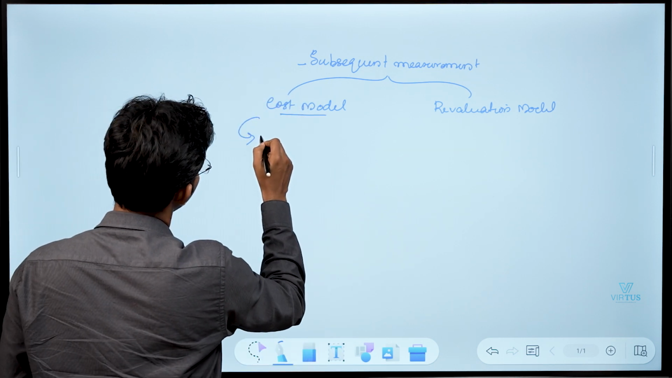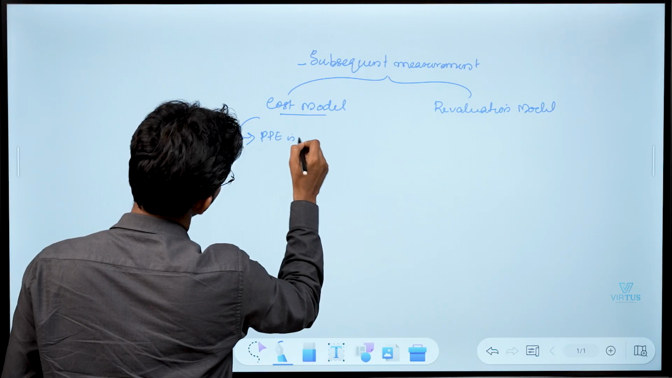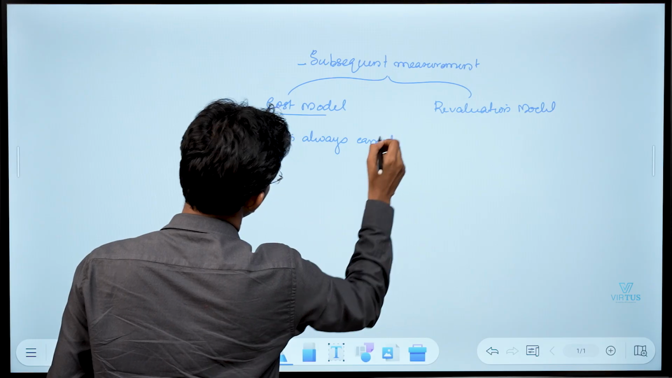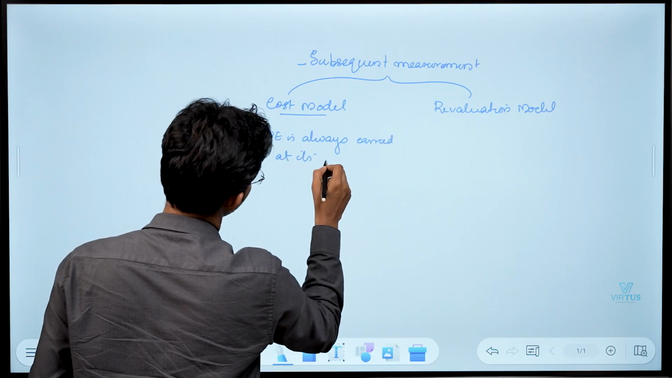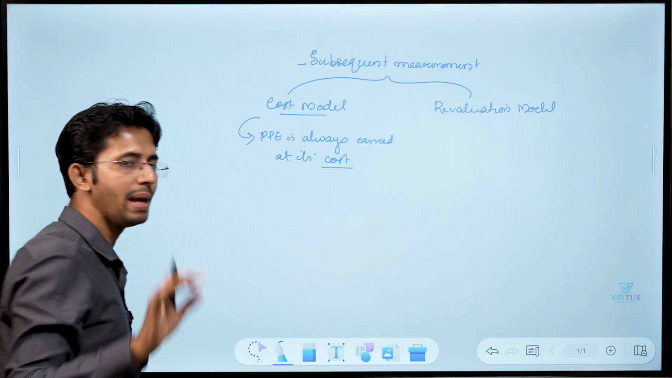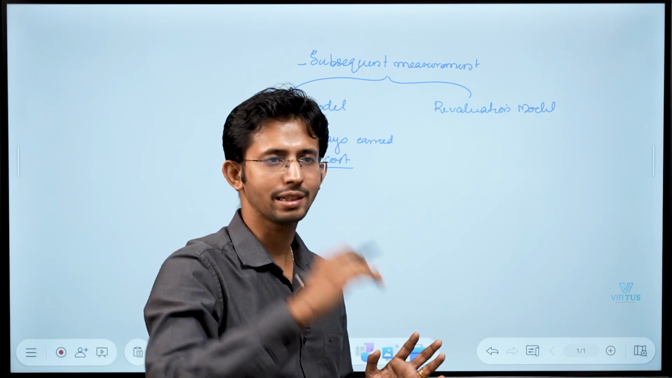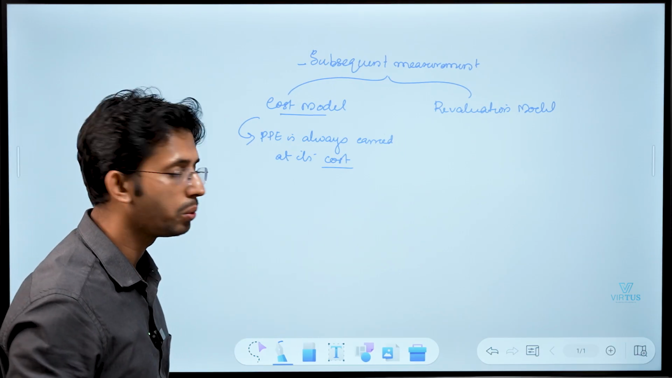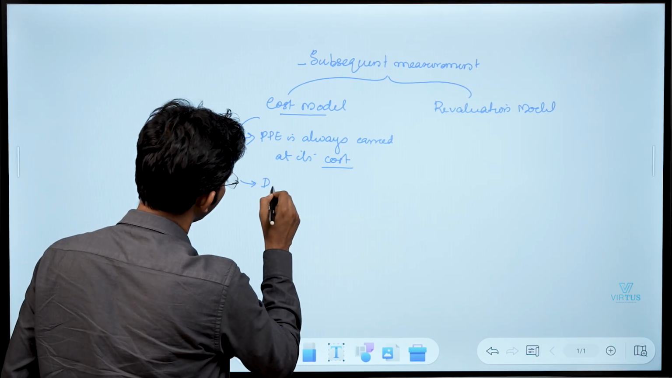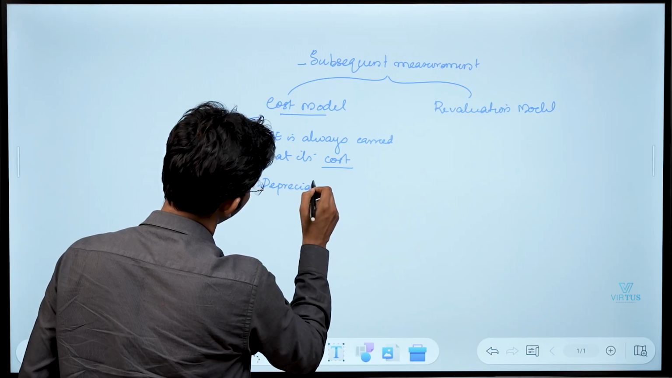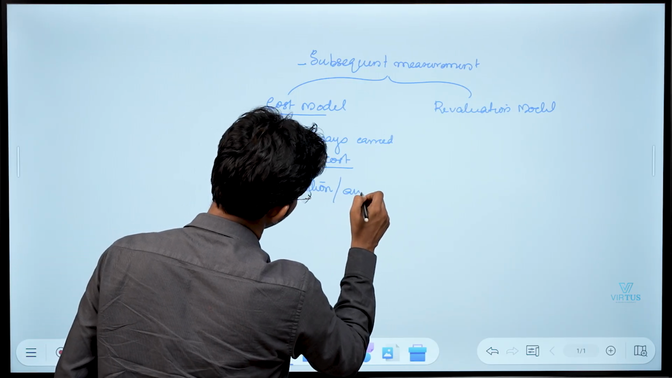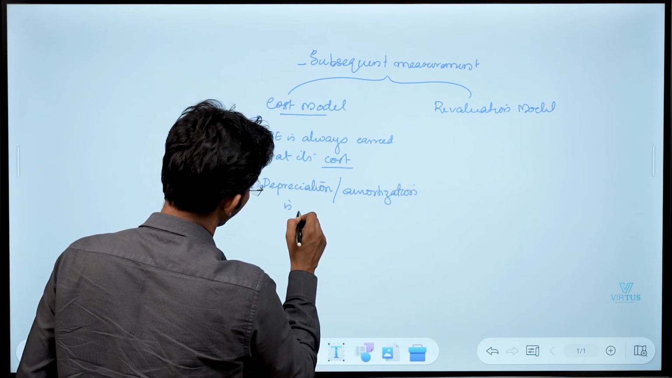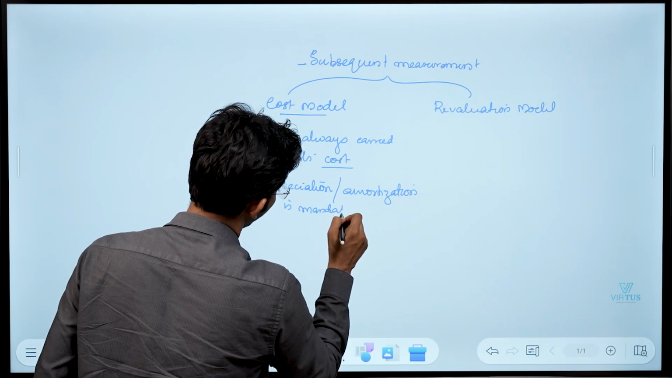So, the asset PPE is always carried at its cost. Cost forms the basis till its disposal or derecognition. Now, just that it is carried at cost is not sufficient. What will you have to do? You will have to depreciate it. Depreciation or amortization is mandatory. Now, how to depreciate it?